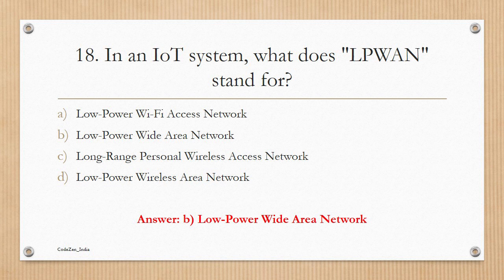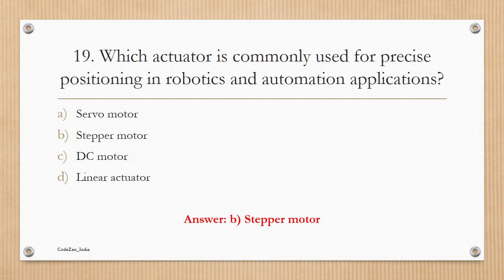18. In an IoT system, what does LPWAN stand for? A. Low Power Wi-Fi Access Network. B. Low Power Wide Area Network. C. Long Range Personal Wireless Access Network. D. Low Power Wireless Area Network. Answer: B. Low Power Wide Area Network.